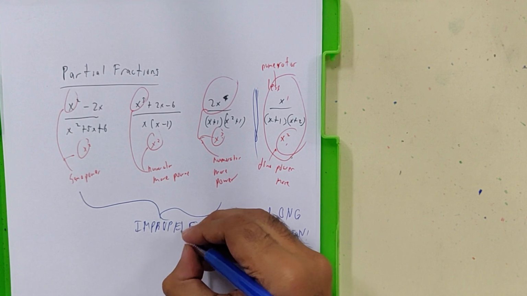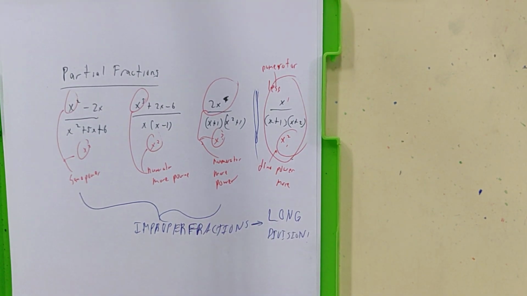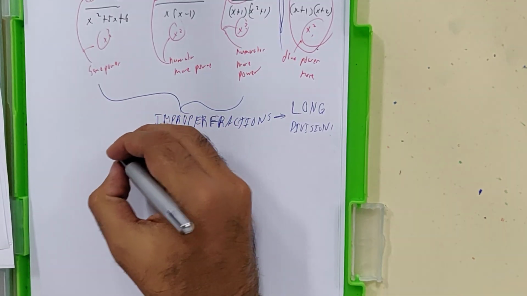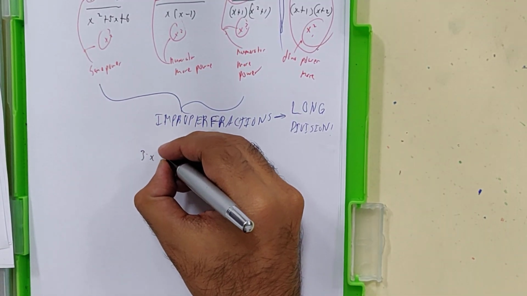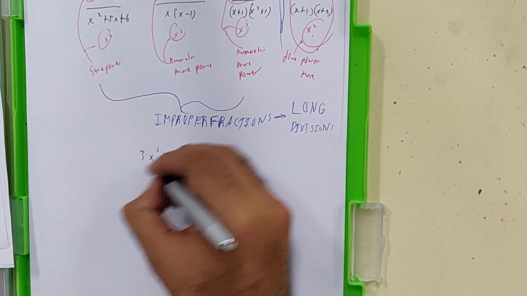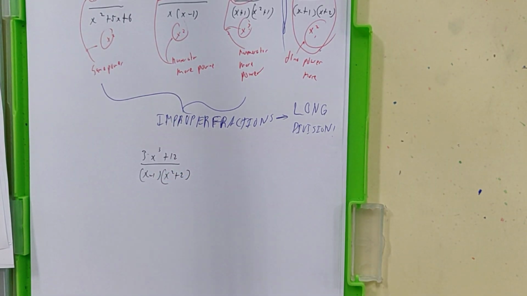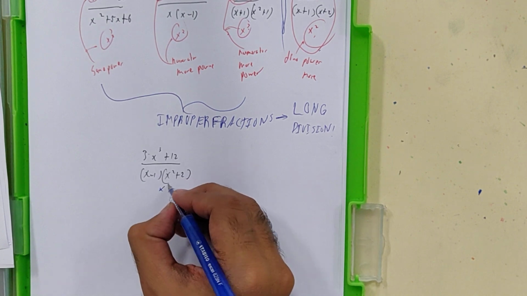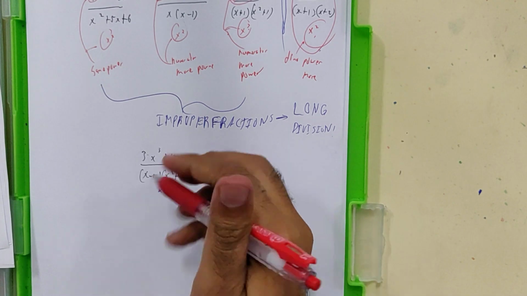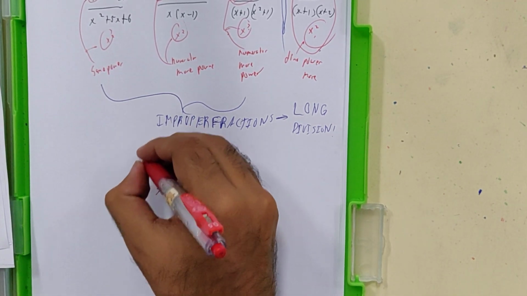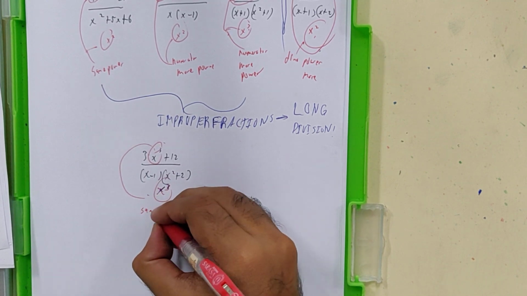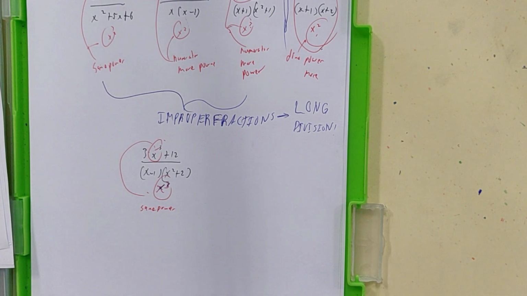Okay, let me show you one more example. What do you think of this? 3x cubed plus 12 over... what about this? Why is it improper? Same power, right? This is x cubed. Sorry, it's an x cubed. Same power. So if it's improper, what should you do? Long division. Okay, alright. I think long division you guys have done a lot.